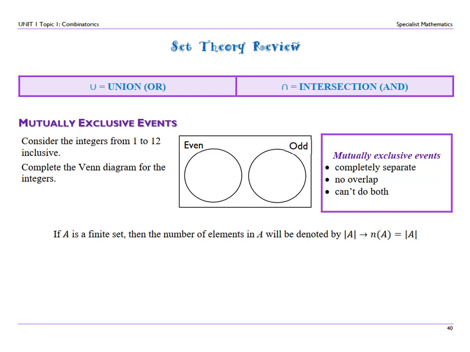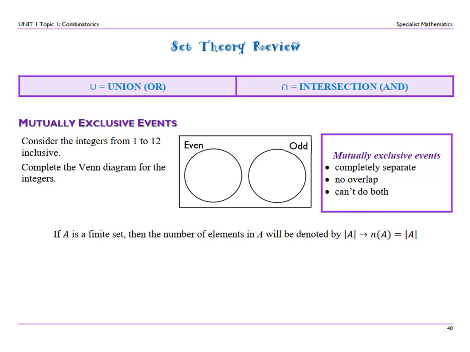Our U means union, which is or, one or the other. Our upside down U means intersection, which means and. So we need both. Now, if we have mutually exclusive events, it means they don't overlap. They're completely separate from each other. One event does not impact the other event. And if you look at it in terms of a Venn diagram, they're completely separate sets with no overlap, as you can see in the diagram here.